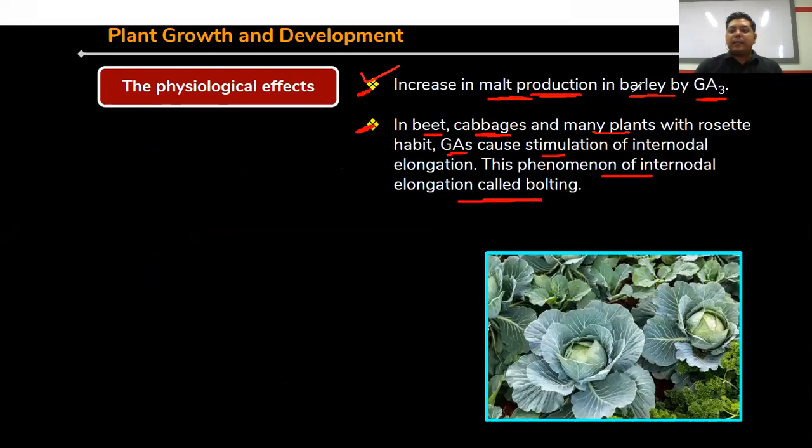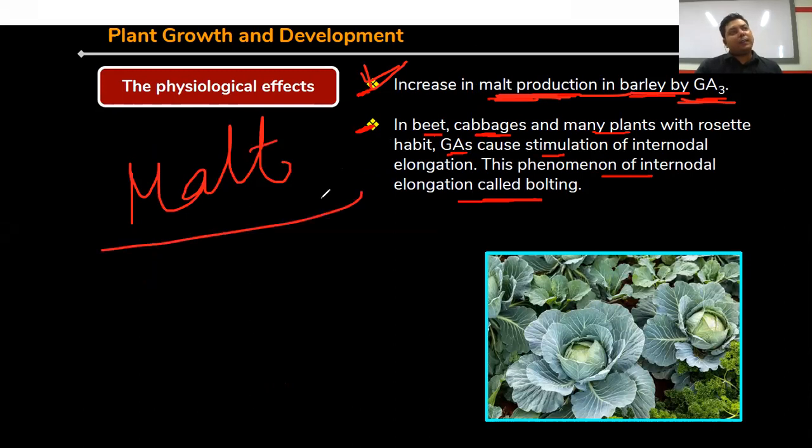Increase in malt production in barley by GA3. Now, what is the meaning of malt production? This is a very unique function that is done by gibberellic acid or gibberellin. Clear? So malt production is done by gibberellin. Now what is the meaning of malt?